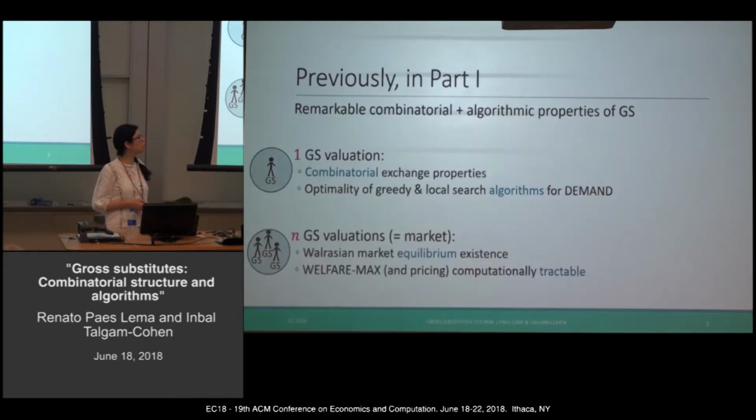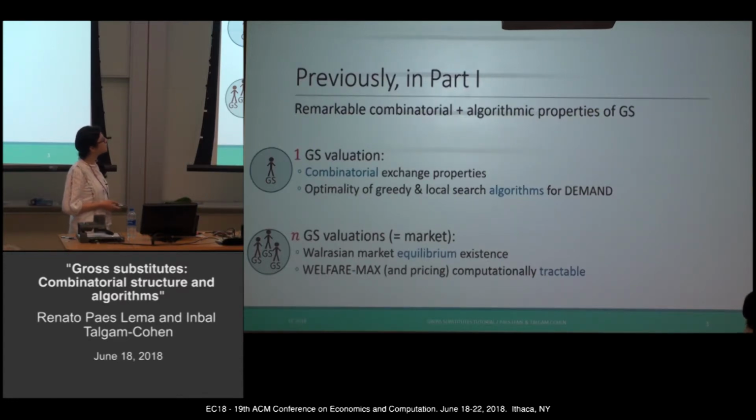of GS. So to remind you what we saw in the first part, we saw that GS has some remarkable combinatorial and algorithmic properties. We saw that for a single GS valuation, we have some exchange properties, and we have optimality of greedy and also local search algorithms for solving the demand problem. And then for multiple GS valuations, or in other words, a market, we have Walrasian market equilibrium existence. And we also have that the problem of welfare maximization is computationally tractable.